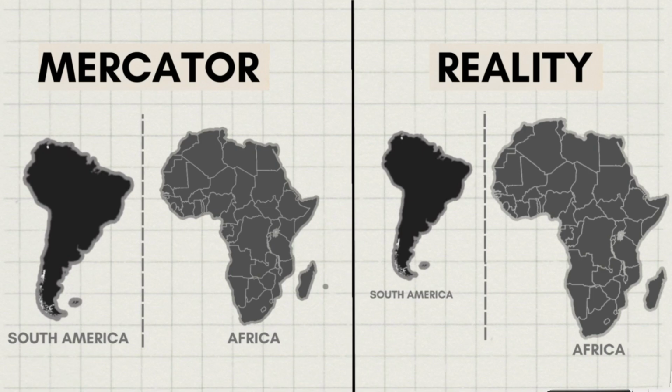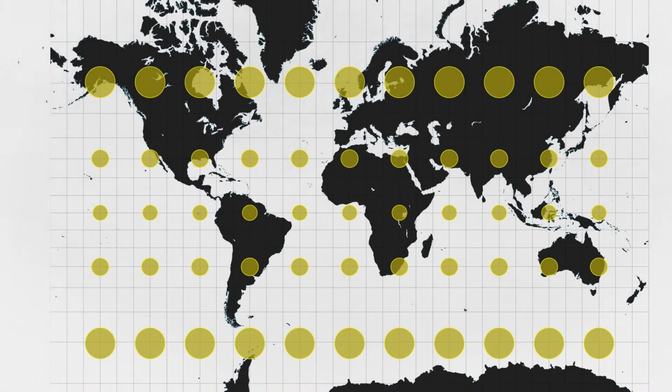To show this more accurately, we use circles. As we can see, circles near the poles are very large and circles near the equator are small.